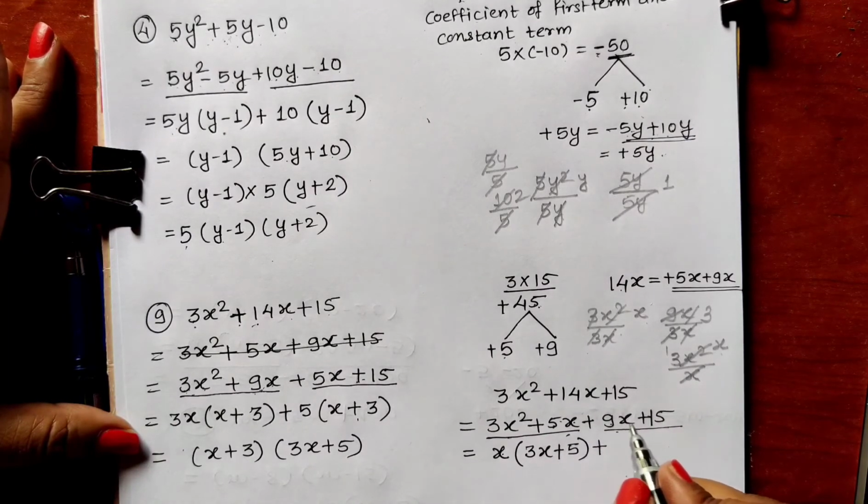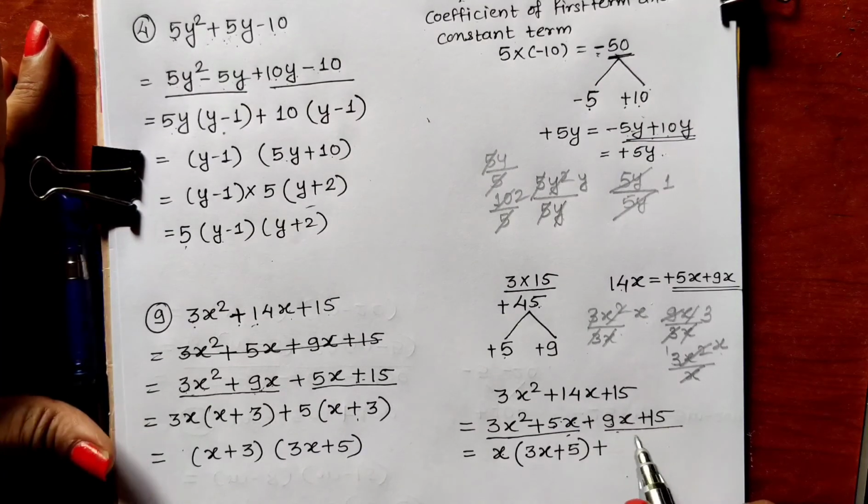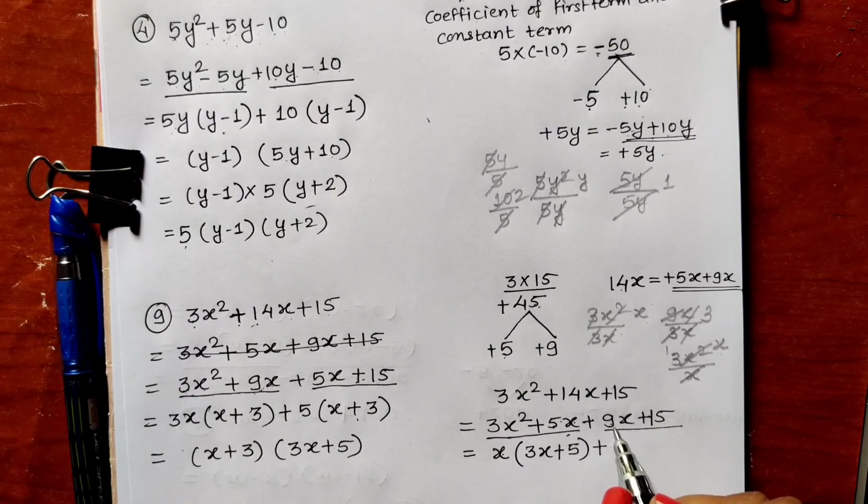Plus from 9x and 15, what can be taken out common? 9 is smaller number and 15 is bigger number, but 15 is not divisible by 9, so we cannot take out 9 common. Instead of 9, we have to check the other number by which we can divide 9 also and we can divide 15 also, so that number will be common. So as 3 is there, we can divide 9 also by 3 and we can divide 15 also by 3. So common factor of 9 and 15 is 3. So we can take out 3 common.